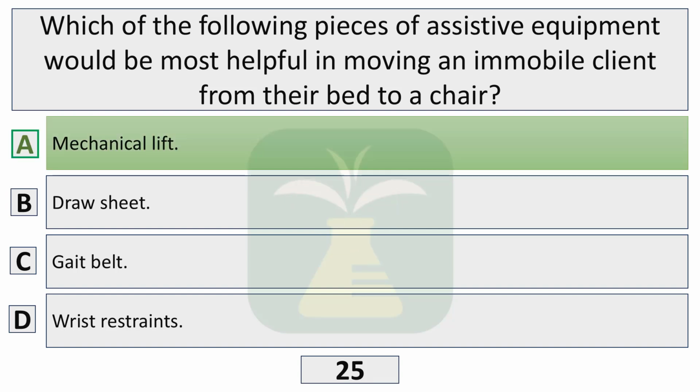Correct answer. A. Mechanical lift. A mechanical lift should be used for immobile or NWB residents. A gait belt should never be used on an immobile resident to lift them and should be used on individuals who are FWB or PWB.